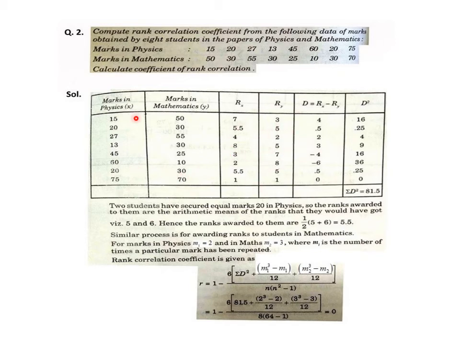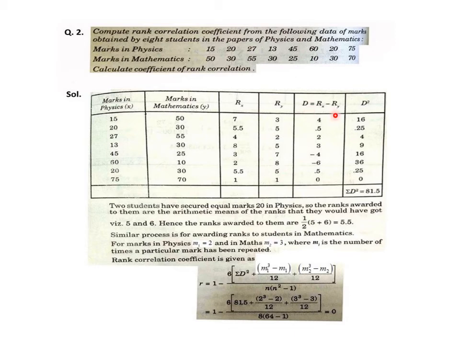And if no repetition is there in X or in Y, X and Y repetition is of no matter. Repetition inside the values of X matters for Rx, and repetition inside the values of Y matters for Ry. So that's how we created ranks. I hope now you understand.